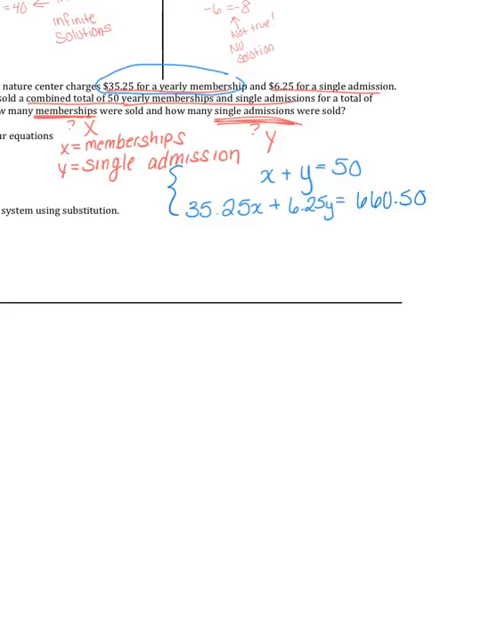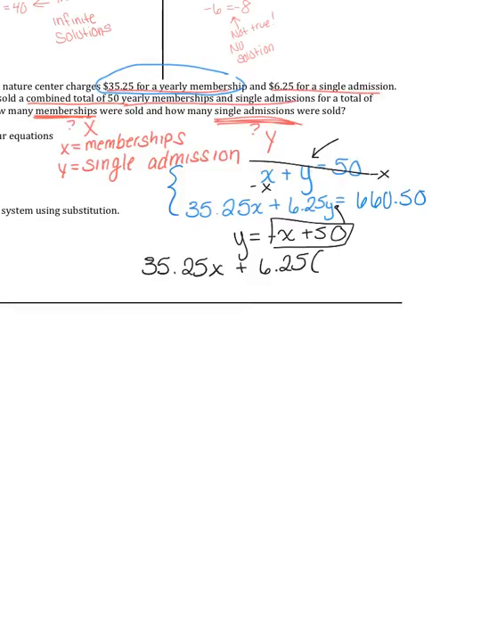I know a lot of you guys probably like to get the y by itself, so I'll go ahead and get that by itself by subtracting x. And so I get y is equal to negative x plus 50. And I'm just going to lightly cross this out, not going to use it. So this now goes in for this y up here. So I'm going to do 35.25x plus 6.25 times negative x plus 50 is equal to 660.50.